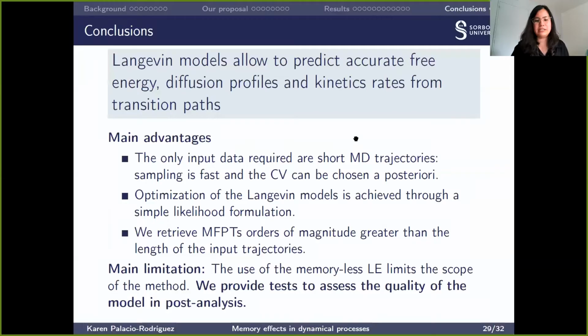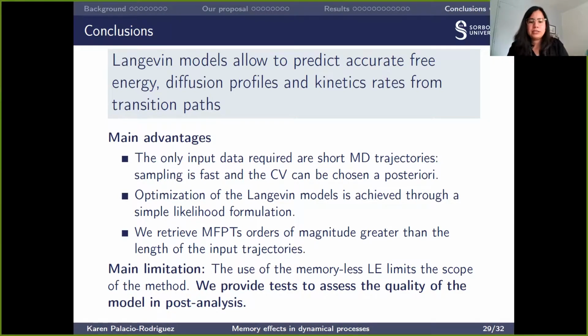So as conclusions, I showed you that we are able to obtain Langevin models that can predict accurately free energy and diffusion profiles and kinetic rates, and all of this from transition paths. The advantage of this method is that the only input you need is short MD trajectories. So the sampling could be fast, and also you can choose the collective variable a posteriori, because for the MD, you don't need to choose in advance the collective variable, you can choose it once you are optimizing the models.